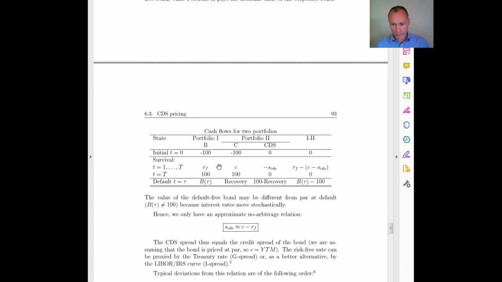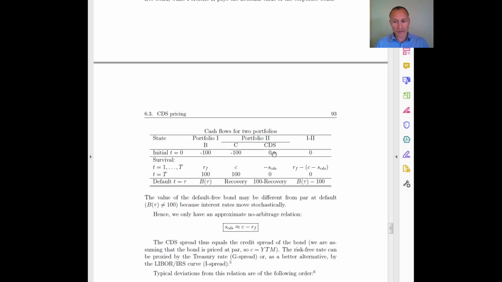So this is portfolio 1, the risk-free bond. At the beginning, time 0, I assume that everything is priced at par, so I am going to pay 100% for bond B. Then at each period until maturity, I get the coupon rate RF, and at maturity, I get face value. Now, portfolio 2. I have a corporate bond C. Again, I pay face value in the beginning, I get a coupon every period, and I get face value in the end.